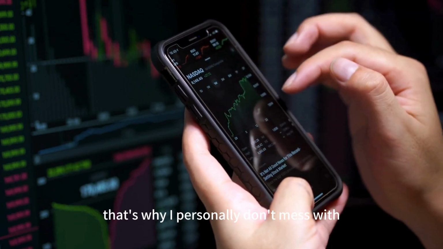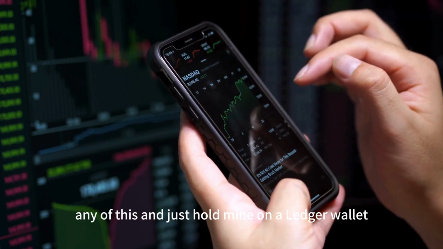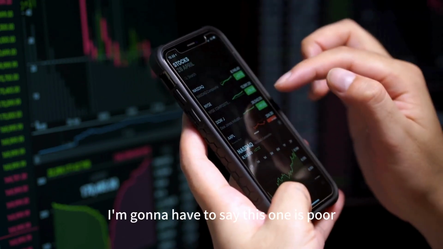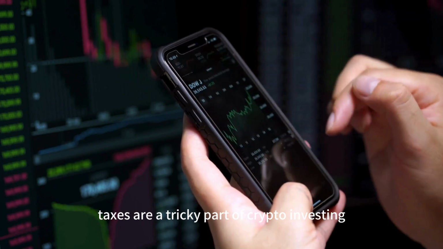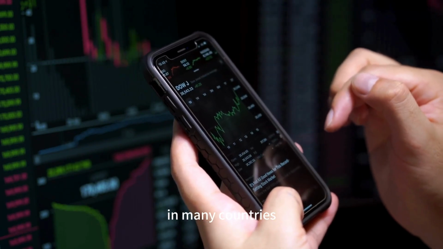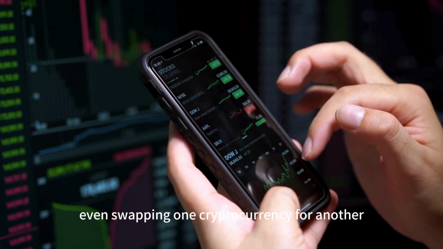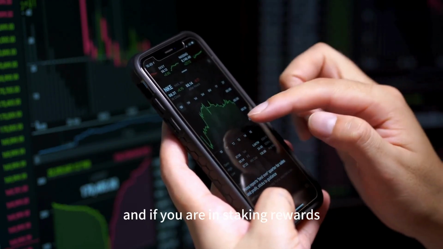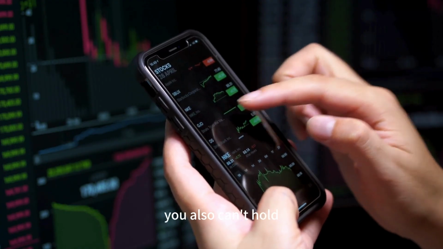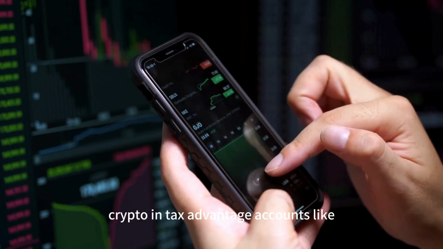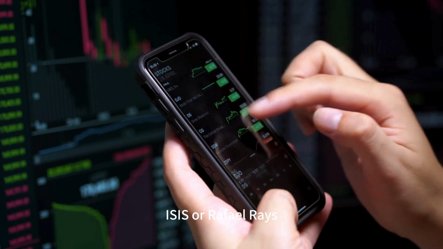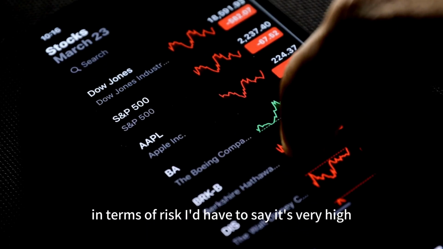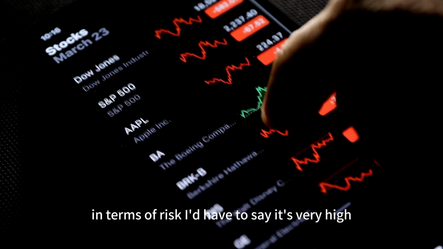That's why I personally don't mess with any of this and just hold mine on a ledger wallet. For tax efficiency, I'm gonna have to say this one is poor. Taxes are a tricky part of crypto investing. In many countries, even swapping one cryptocurrency for another counts as a taxable event. And if you earn staking rewards, those are also taxed as income. You also can't hold crypto in tax-advantaged accounts like ISAs or Roth IRAs, which makes it less tax efficient than stocks or REITs. In terms of risk, I'd have to say it's very high.